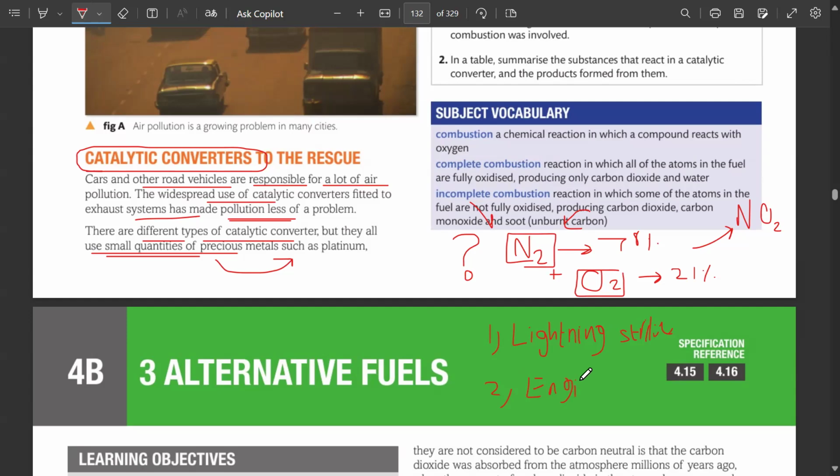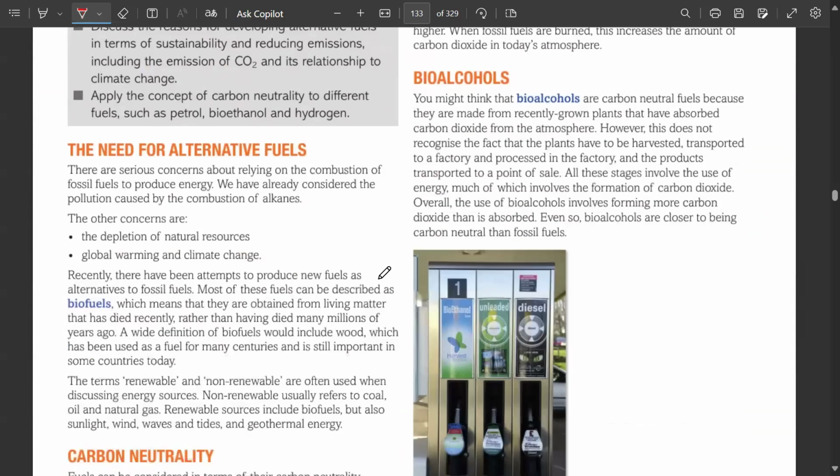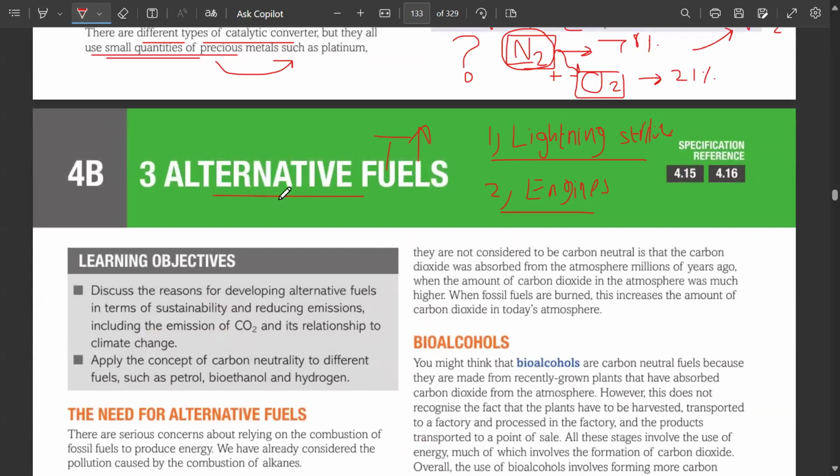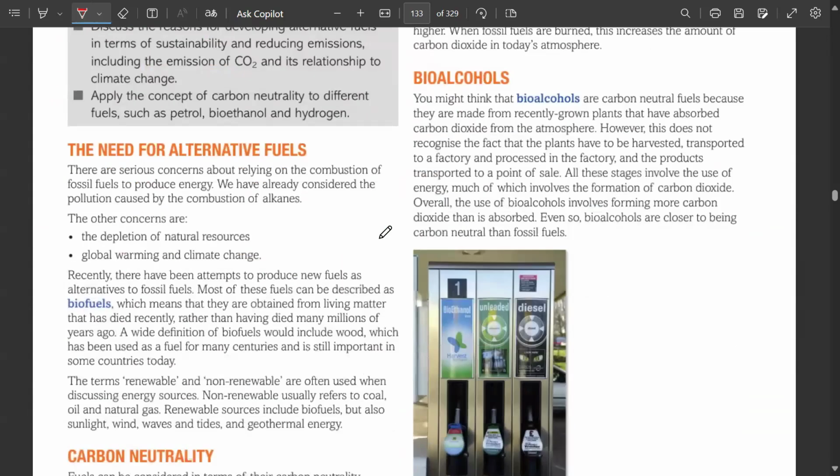These are the only two locations on your planet Earth where the temperature is so high that it can break the nitrogen bond and react it with the oxygen. Because right now in your bedroom, in your house as well, nitrogen and oxygen both are present, but they can't react with each other because you need a very, very high temperature for that. Clear? So that is where alternative fuels have started to arise.